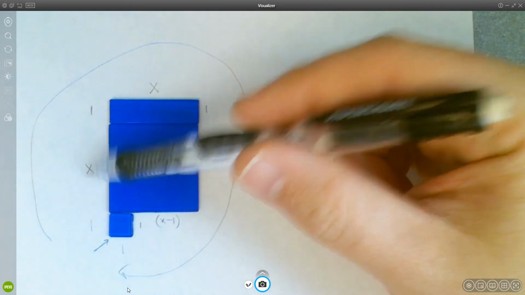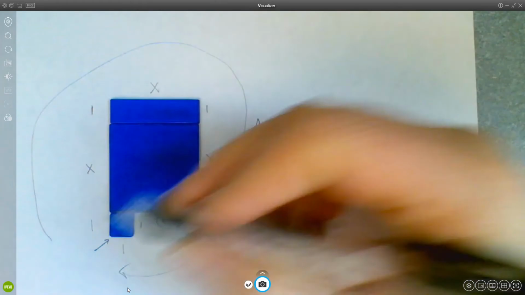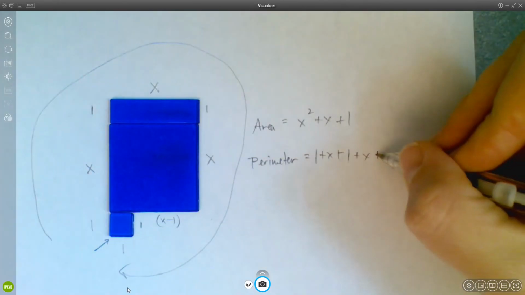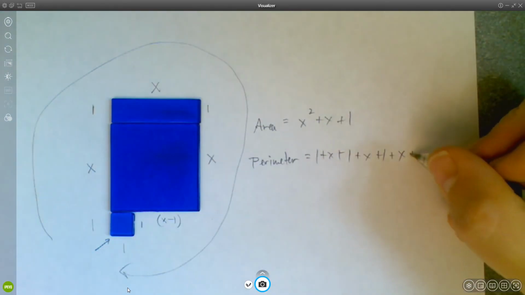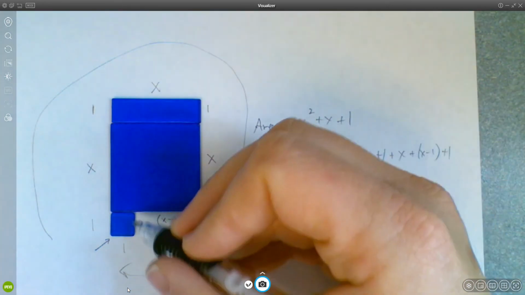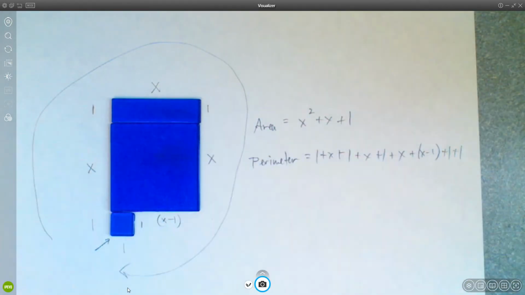So it's going to be 1 plus x plus 1, 1 plus x plus 1 plus x plus 1 plus x minus 1 plus 1 plus 1, and then that gets me back to where I started.